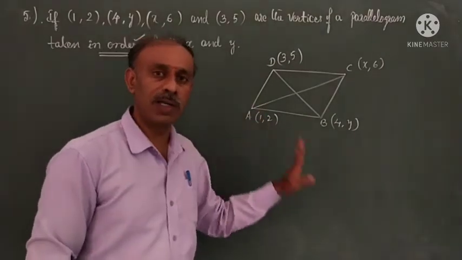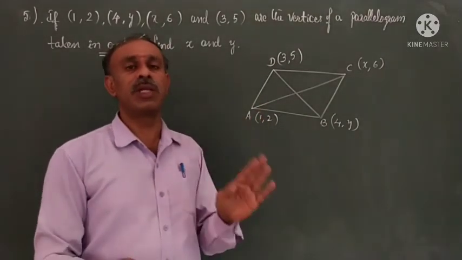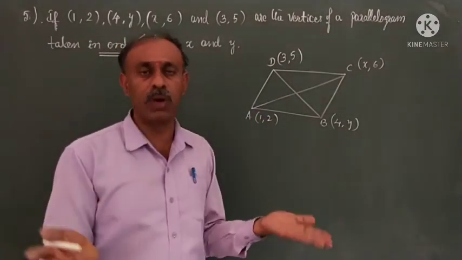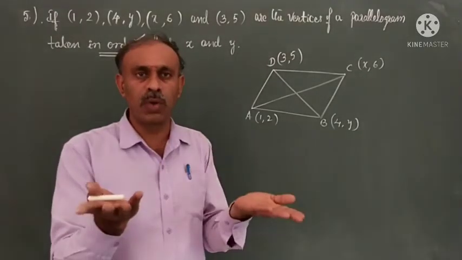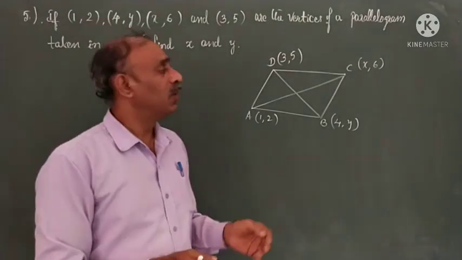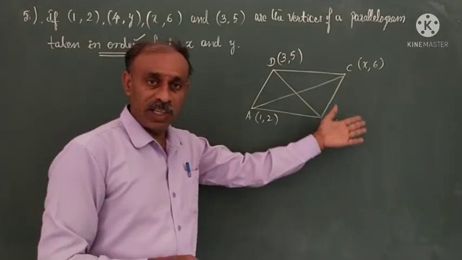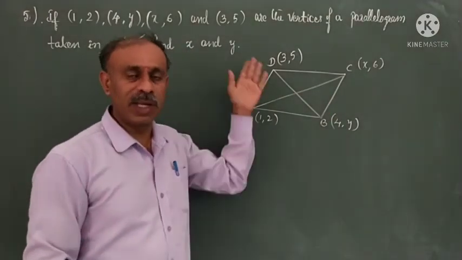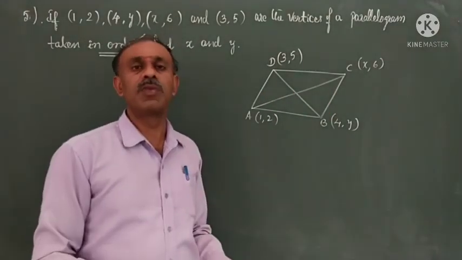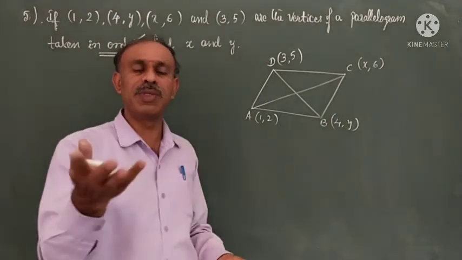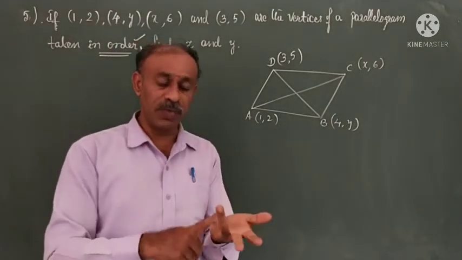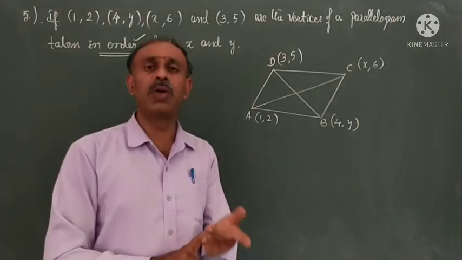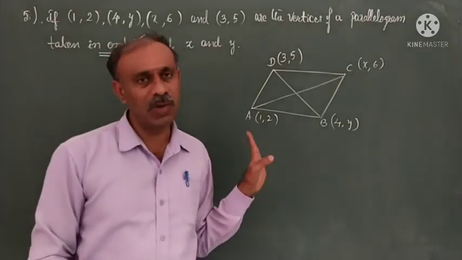Section formula you can't use here because which line is going to cut which one we don't know. So that means you don't know the ratio. Whether it is on the x-axis, we don't know. Whether it cuts the y-axis, we don't know. So therefore the point of division also you don't know. The ratio you don't know. So therefore, the section formula you can't use.